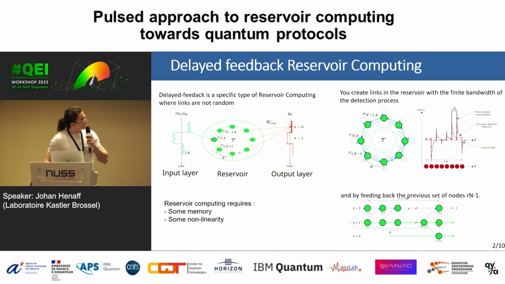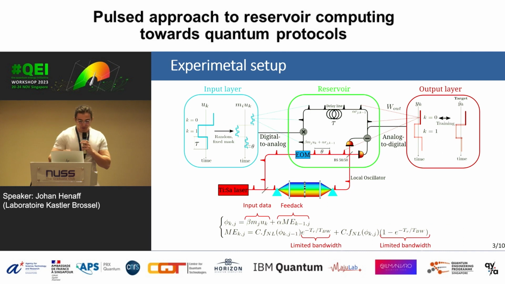So now, as I said, let's get to the experimental setup. It's a very simple one. Basically, to create our nodes, we have a pulsed laser at 156 megahertz, and each pulse of this laser will be a node of our reservoir. The data will be encoded in the phase of the pulses, thanks to an electro-optical modulator. To create the links between the input layer and the reservoir, we apply a random mask on each input data. Then each input data will be mapped into each node of the reservoir with this random link.